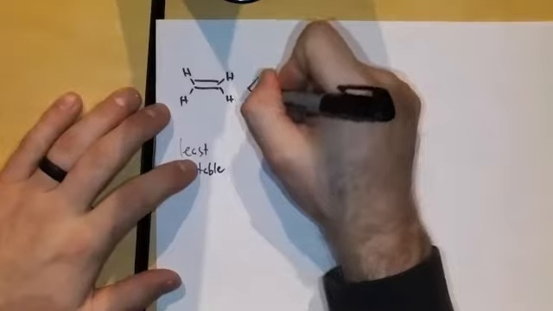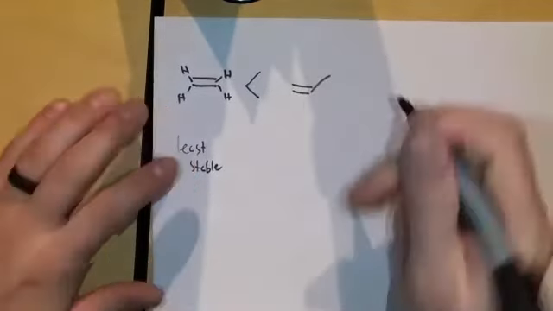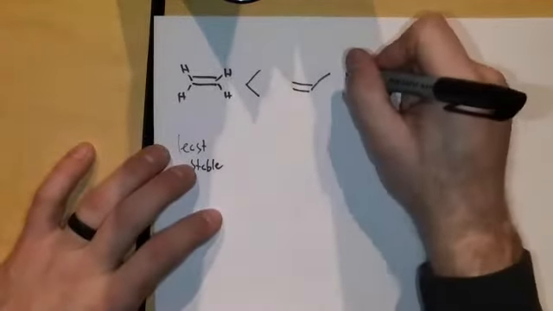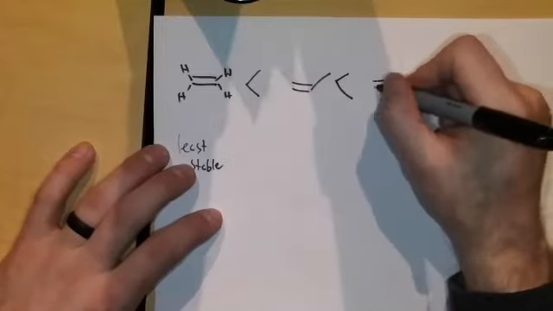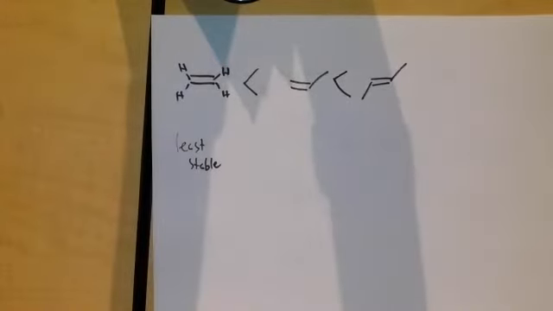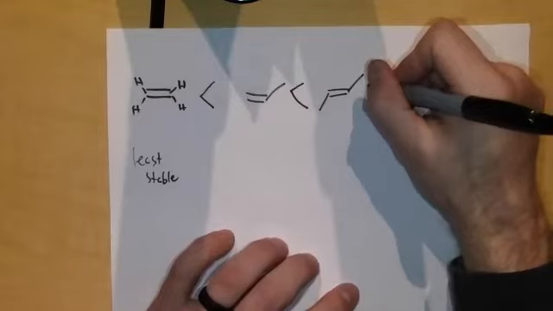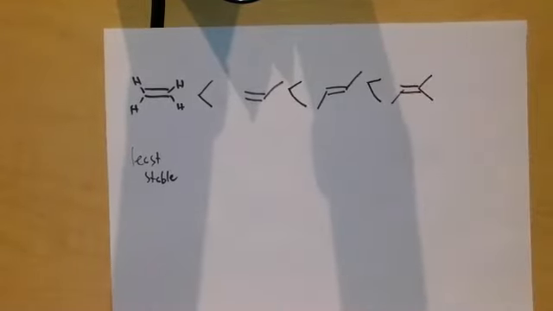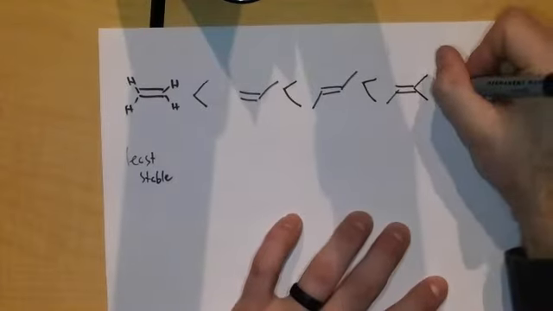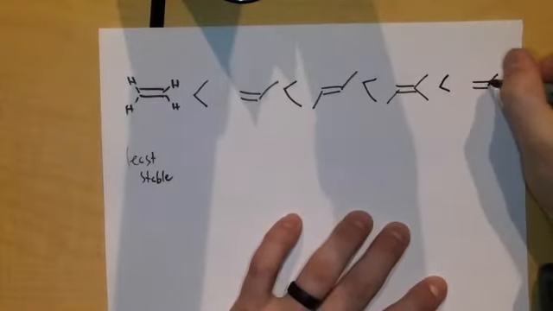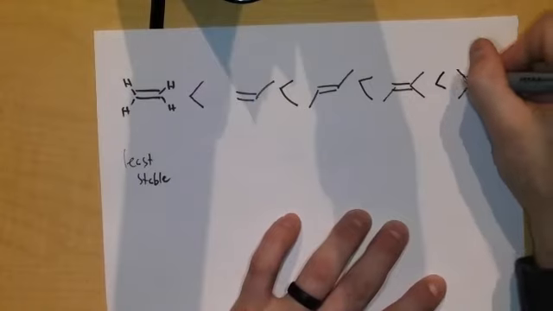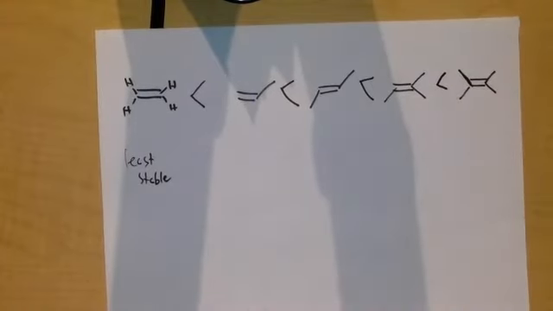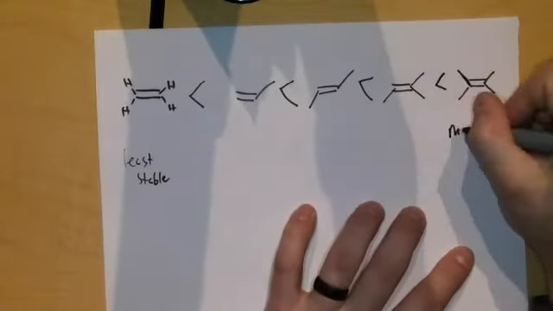And then as we start adding in carbons, there's a bunch of different di-substituted ones, but I'm just going to give you the trans one. Tri-substituted. And quaternary substituted is going to be our most stable here.